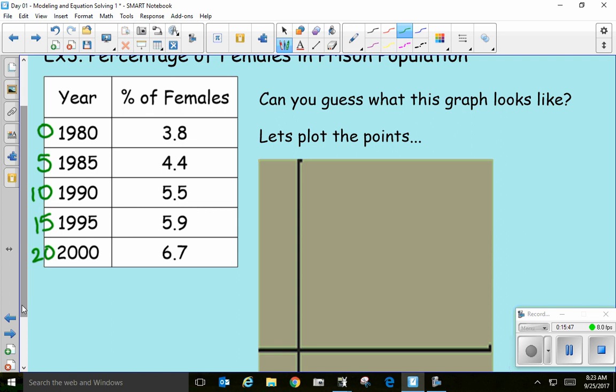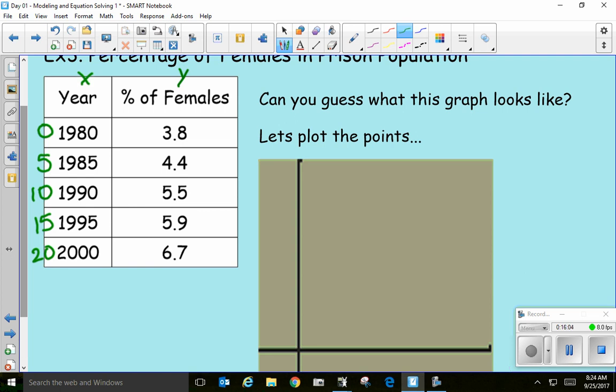So our x-axis, we normally say is time. Y is percent of females. It's not actual number of females. We don't have 3.8 females in prison. That is a percentage of the female population. 3.8% of the whole female population is in prison.